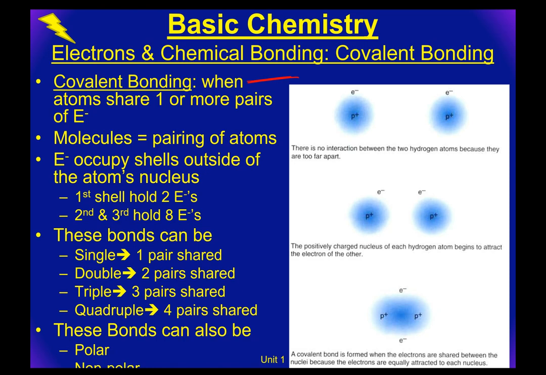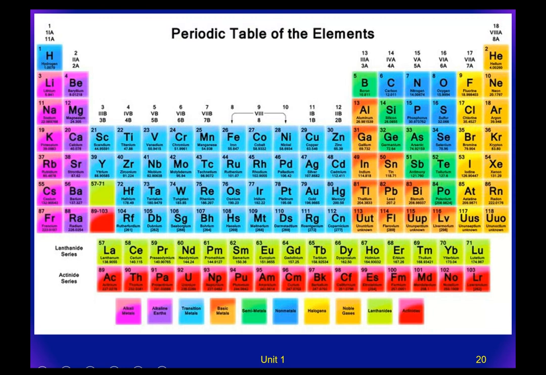So we can have sharing of pairs. One pair would be a single covalent bond. 2 would be double, triple. You can even have up to quadruple in our class. So let's talk about that.